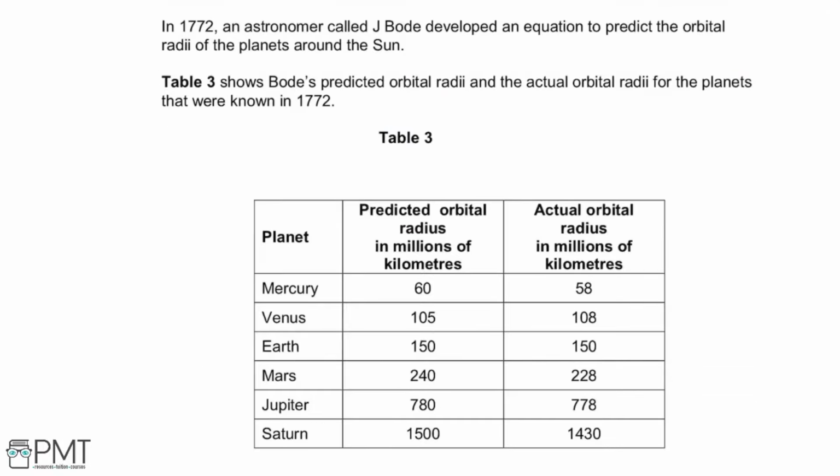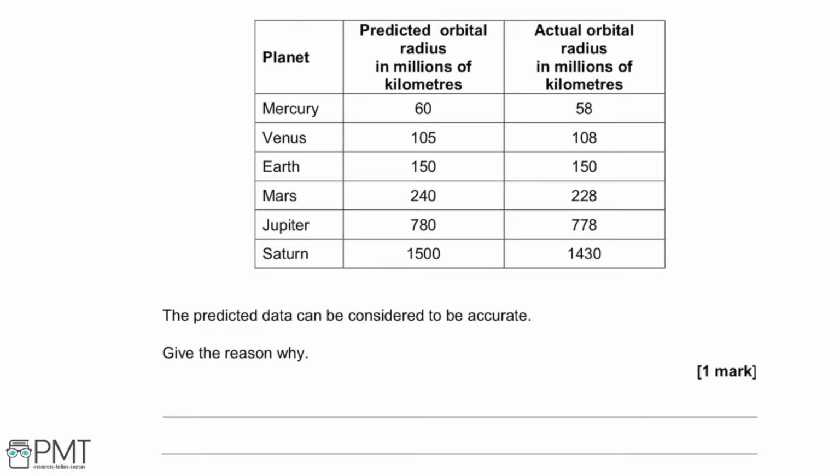There are two more parts to this question, so let's have a look at them. In 1772, an astronomer called J. Bode developed an equation to predict the orbital radii of the planets around the Sun. Table 3 shows Bode's predicted orbital radii and the actual orbital radii for the planets that were known in 1772. So you can see Table 3 on screen.